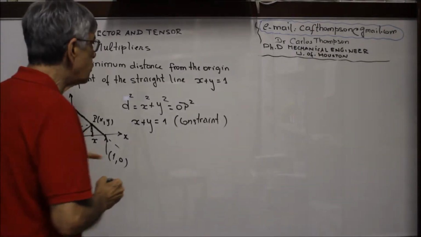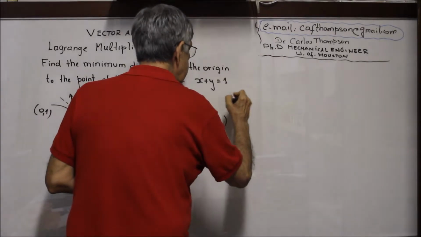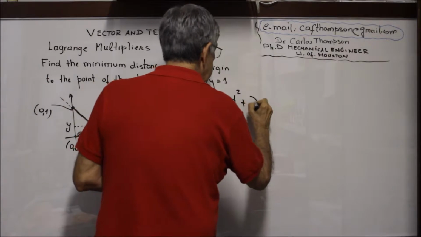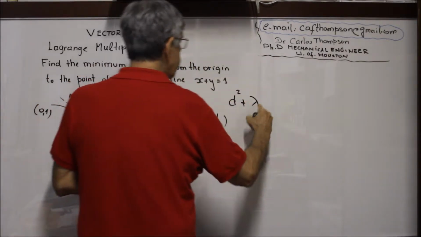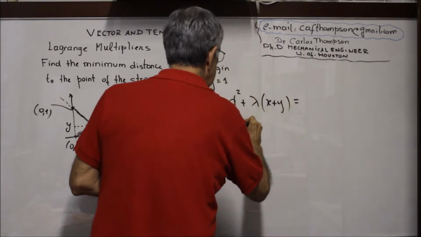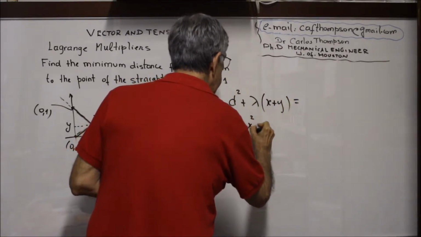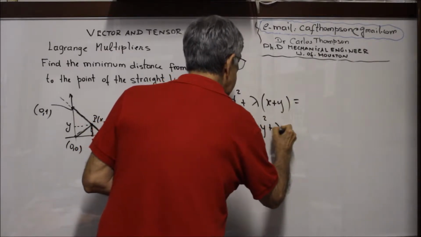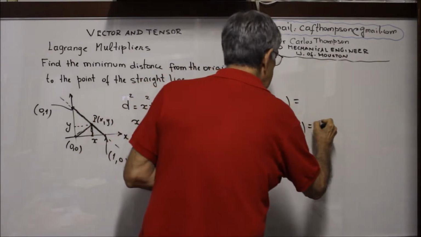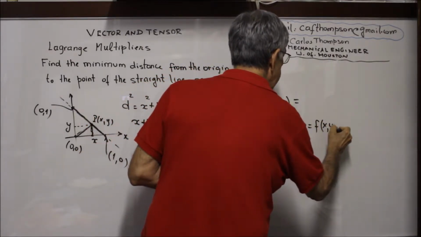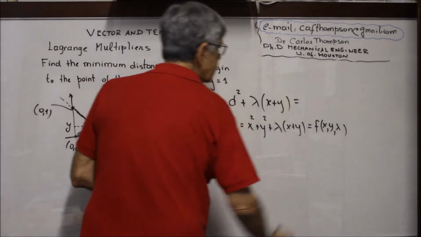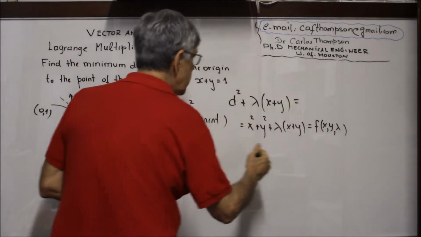So what Lagrange multipliers says is that here you have d squared plus the Lagrange multiplier times (x plus y minus 1). This is equal to x squared plus y squared plus lambda times (x plus y minus 1). Let's call it f of x, y, and lambda. Now, let's minimize or maximize this function.